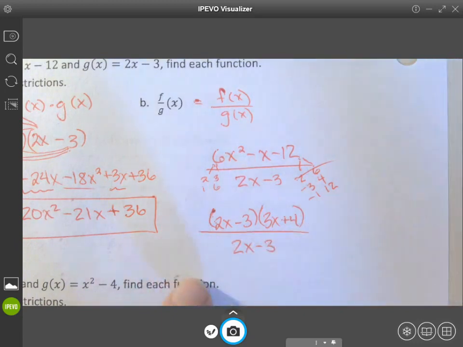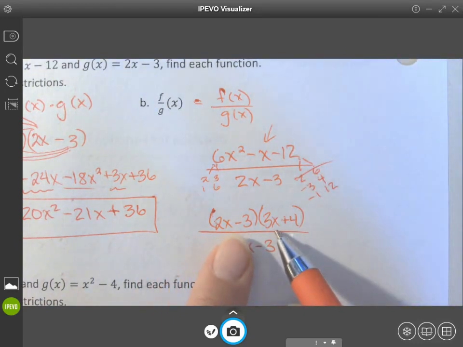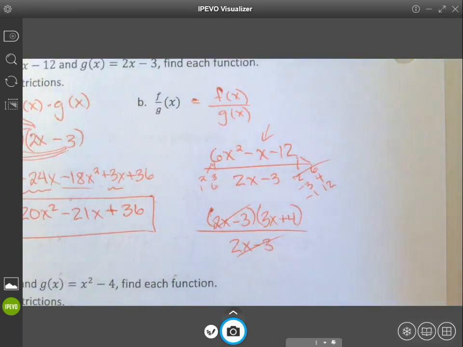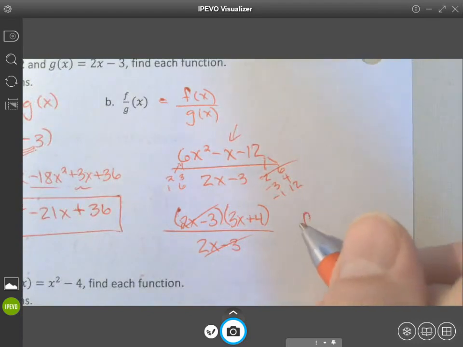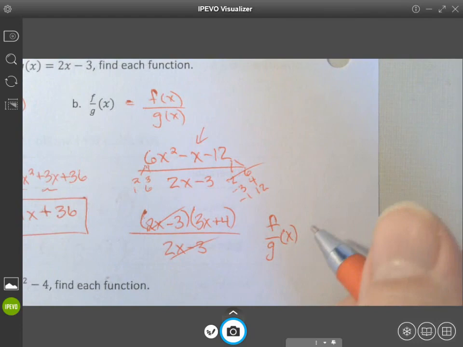My first and last work, I'm looking for my outside and inside. So 8x and negative 9x, there's my negative 1x. Okay, does something cancel? What is my answer in function notation? F divided by g of x equals 3x plus 4.